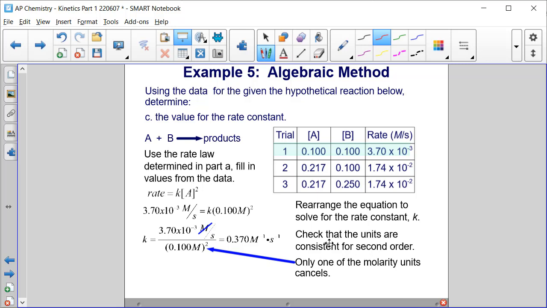Just check that the units are consistent for second order. We had a summary slide on that a few slides back. Just keep in mind, because this is molarity squared, only one of the molarity units cancels out, and that's why we're left with 1 molarity unit on the bottom of the fraction and seconds on the bottom of the fraction.